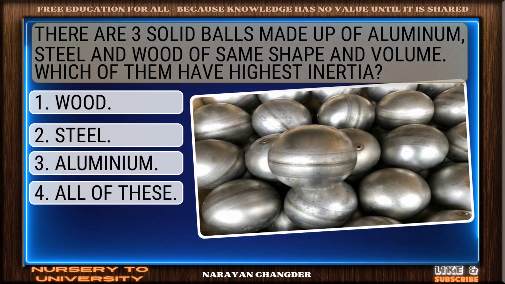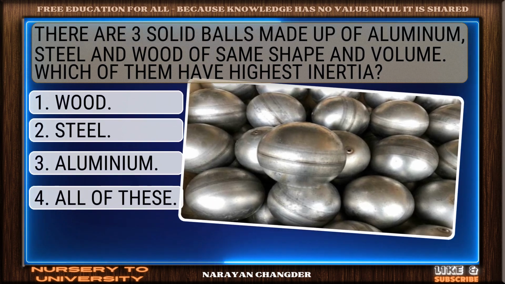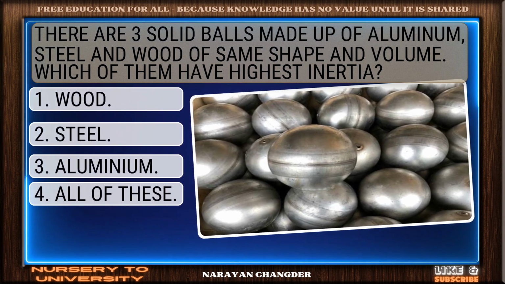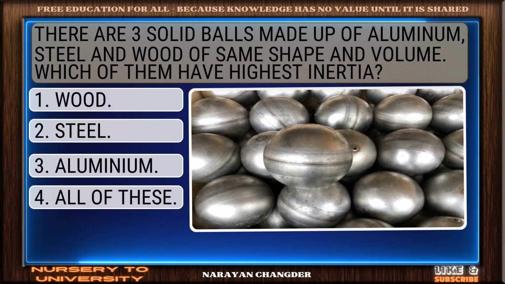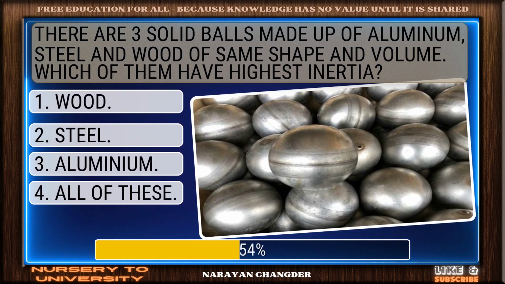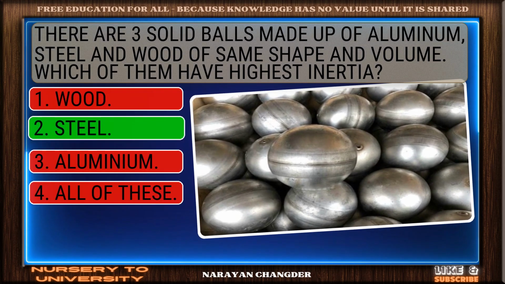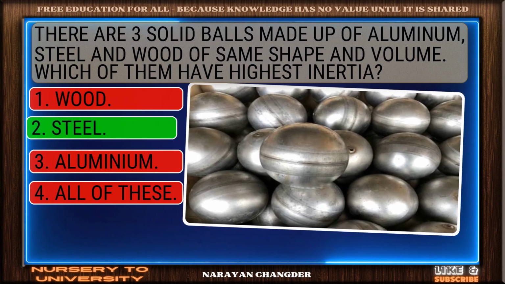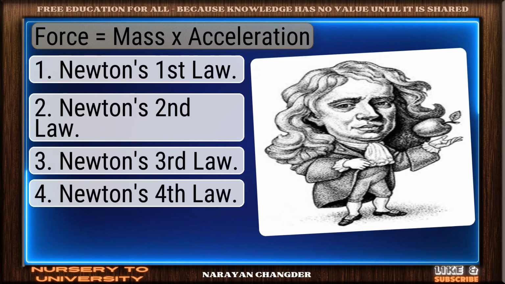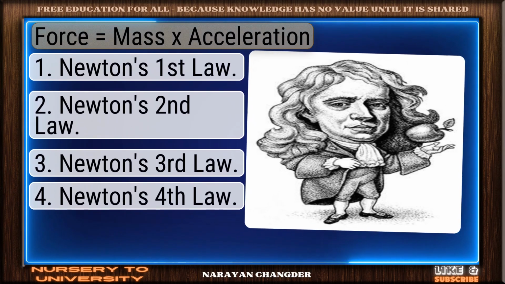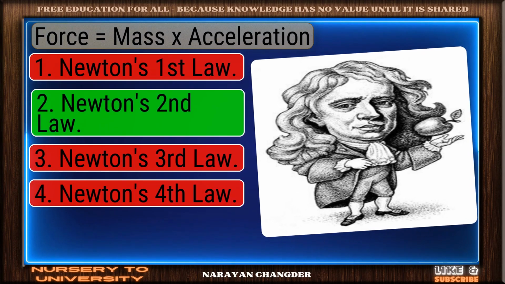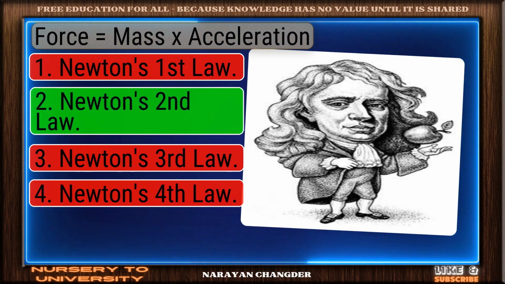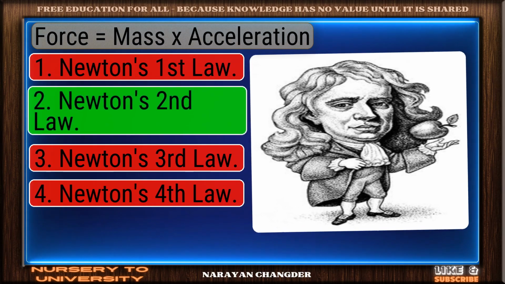Question number 76. There are 3 solid balls made up of aluminum, steel, and wood of same shape and volume. Which of them has the highest inertia? You got it. Your choice steel is right. Question number 77. Force equals mass times acceleration. Good thinking. Newton's second law is the right answer.